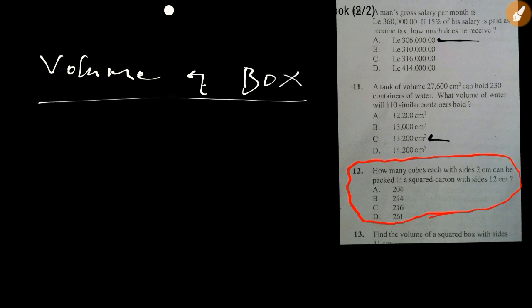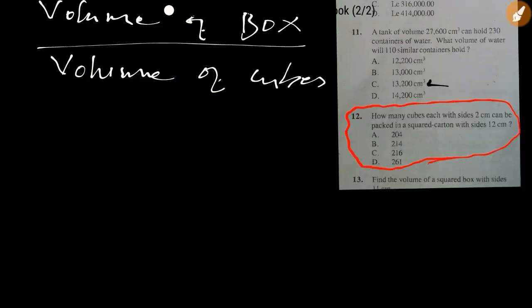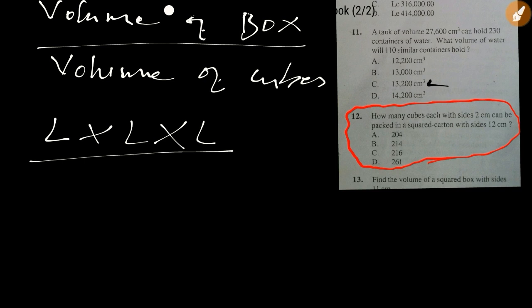So now the volume of the box divided by the volume of the cubes. So the formula to calculate the volume of a square is L cube. So let's give our box a capital L. L multiplied by capital L multiplied by capital L. So the cube, let's give it a small l. So this will be l times l times l.